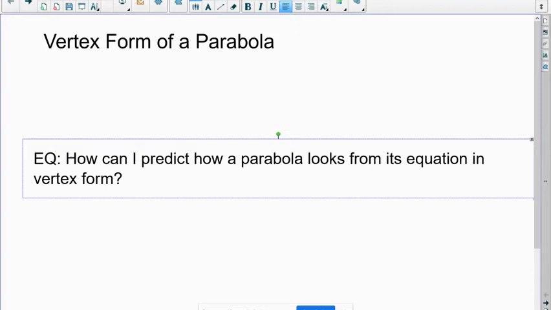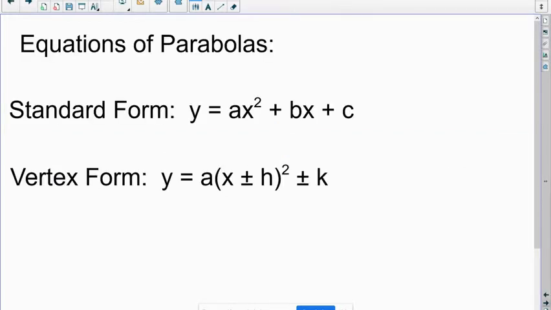Everybody, today we're going to talk about something called the vertex form of a parabola. And our essential question is, how can I predict how a parabola looks from its equation in vertex form? Now, a couple of things I want you to realize is there's a couple ways to write an equation that will make these parabolas or these U-shapes.